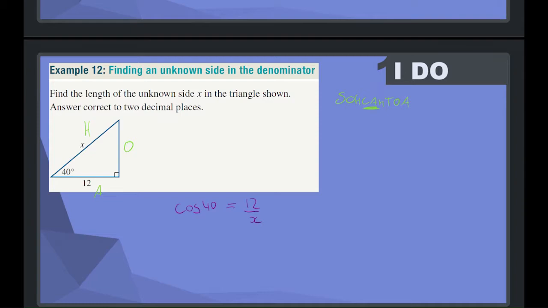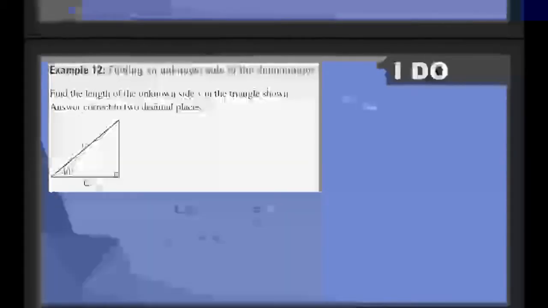Now, here's where we have to employ a little bit of algebra again to get the x by itself. But just the same as with the last one, once we recognize the pattern, we just apply the same pattern every time. I'm going to show you the full solution, but I'm not going to require you to do this for every question. All right, we don't want the x on the bottom of the fraction, so we're going to get the x out from on the bottom by multiplying both sides by x. Now we've got x times cos 40 equals 12.